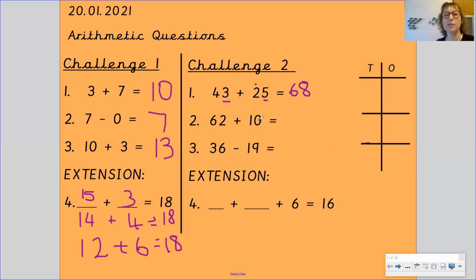Next one, 62 add 10. And I know I can do this one because I can count backwards and forwards in tens. So 62, 10 more, it's going to be 72. 62, 72.